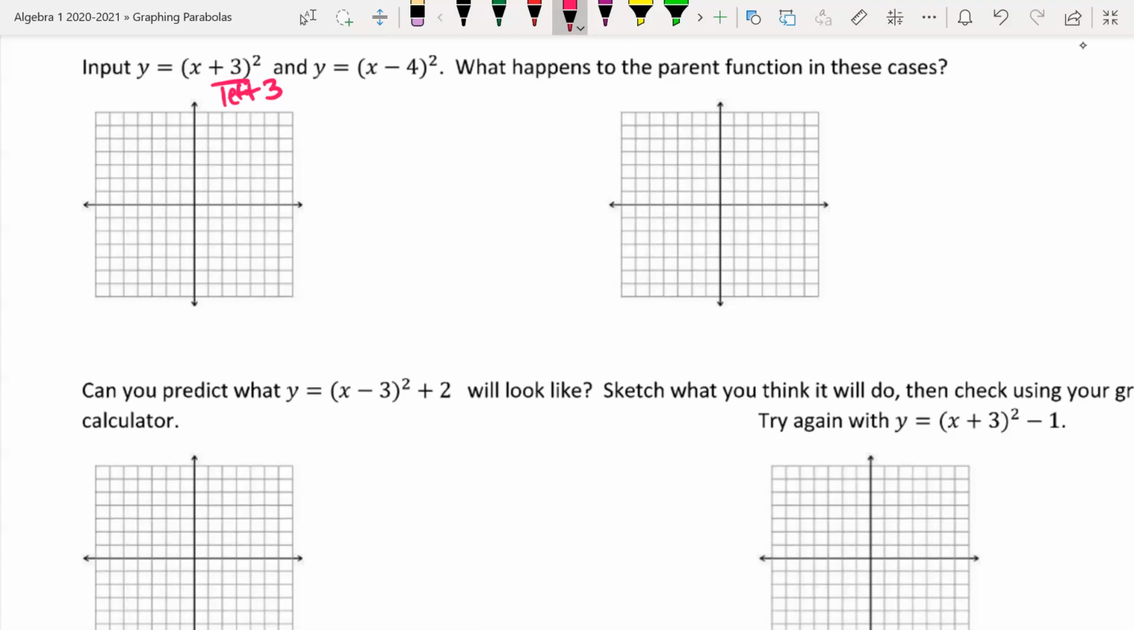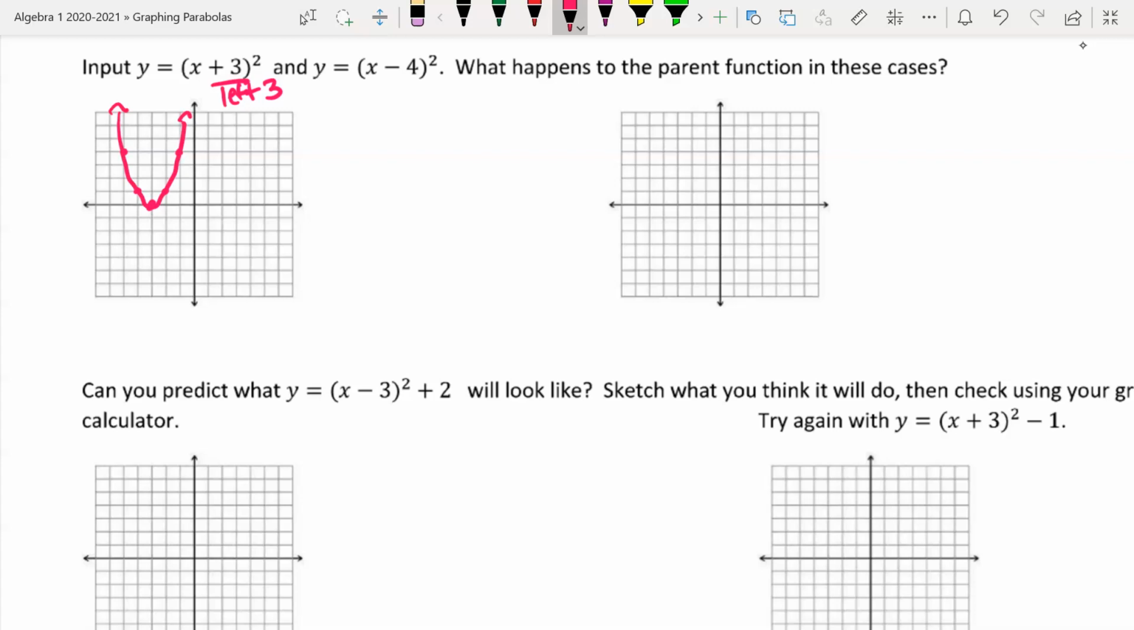Well, remember, I know Miss Sanders uses the Spider-Man analogy, but I always remember if they're in the clubhouse, inside parentheses or under a square root, they are lying to you, which means they're going left or right, but they're going the opposite of what you think. So if it's plus 3, that means I'm actually going to the left 3. So move all my points left, and I'm going to graph it.